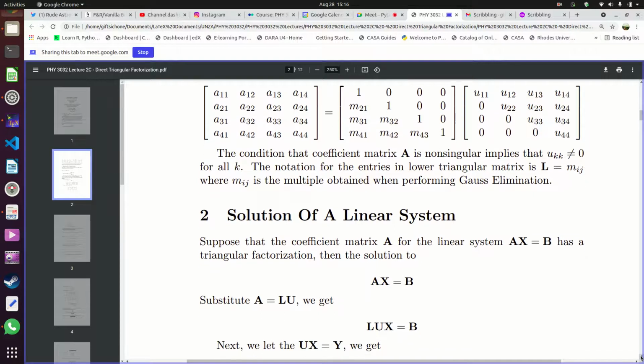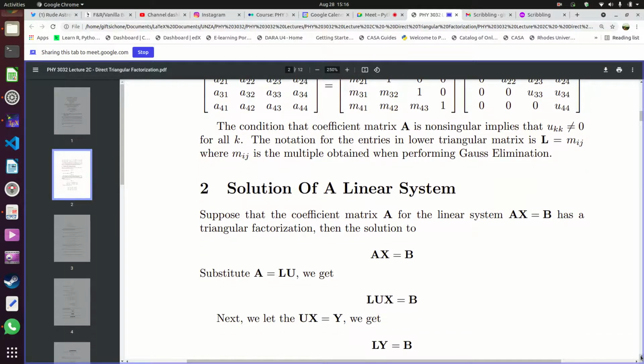Yes. Okay, the other thing which we want to do is we have to remember what we're trying to do. We are trying to solve AX equals B. That's what we are trying to solve.